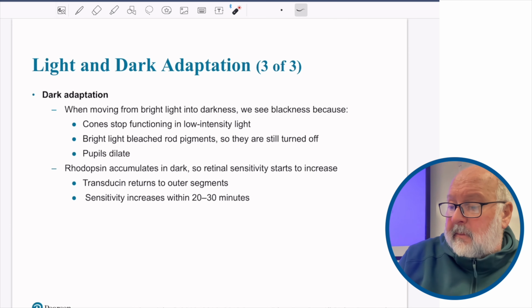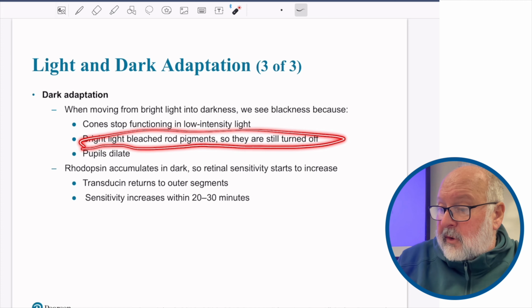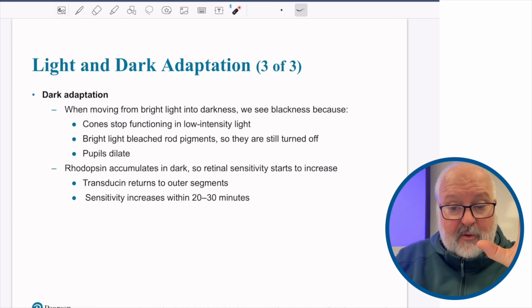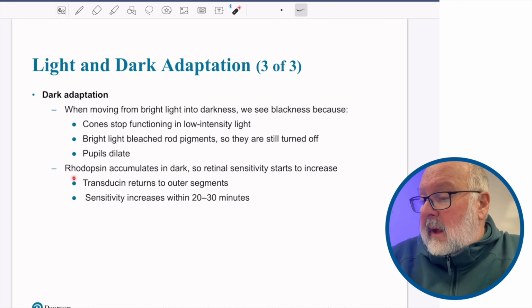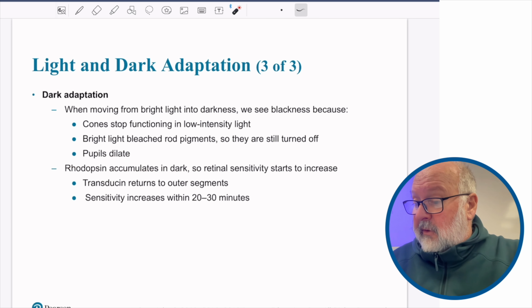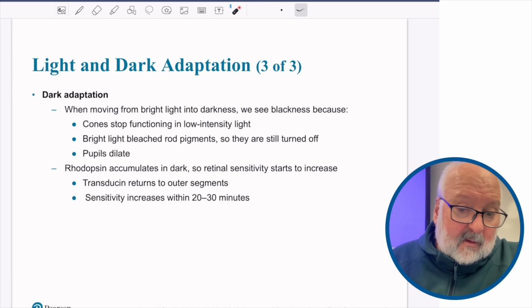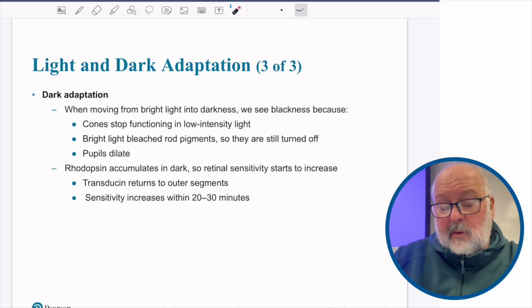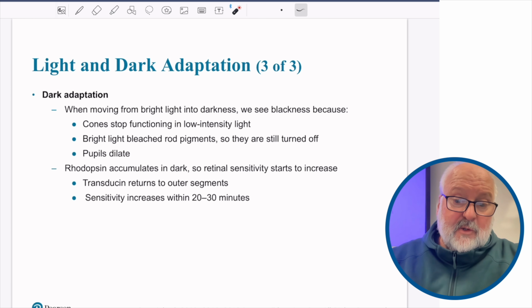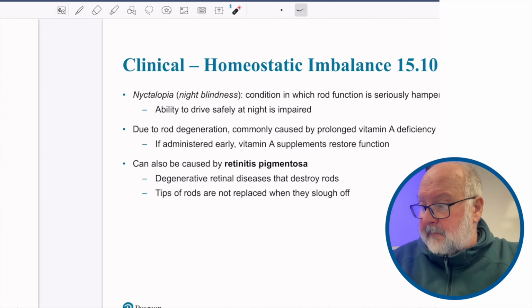So bright light bleached the rod pigments, and so they're still turned off. The pupils are going to dilate to try and gather as much light as possible. And the rhodopsin accumulates in the dark, so retinal sensitivity starts to increase. Transducin returns to the outer segment, and it takes maybe 20 to 30 minutes until you get full dark visual acuity, the best you can have, because it takes that time to regenerate everything.